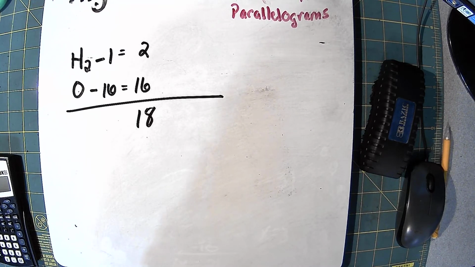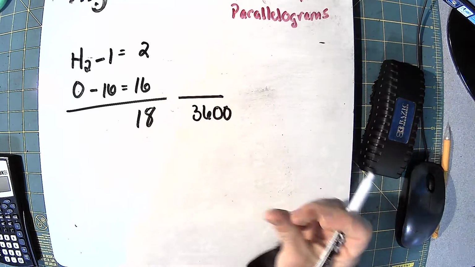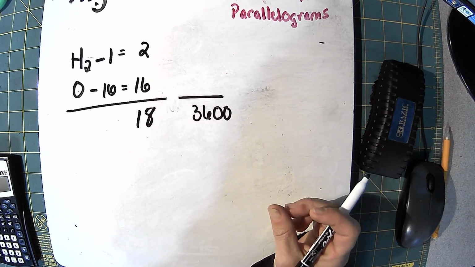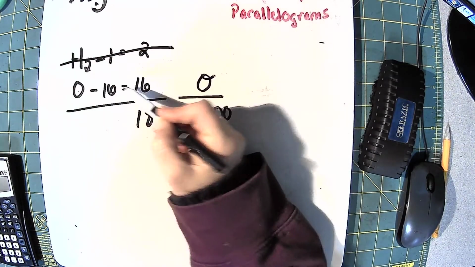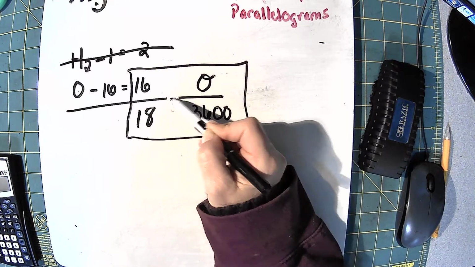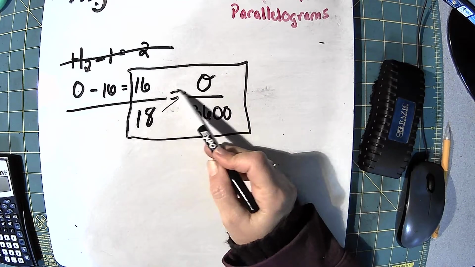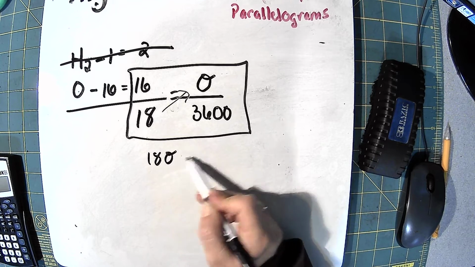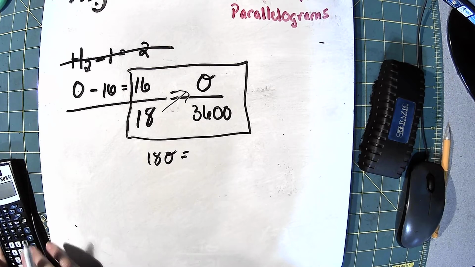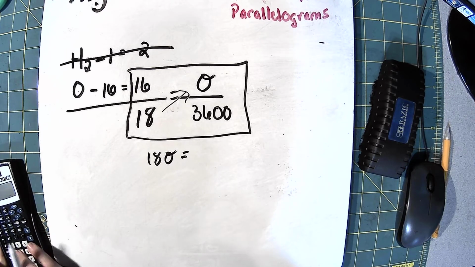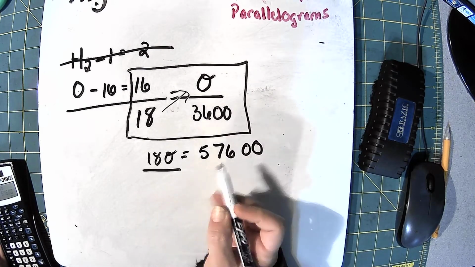This tells us I have 3,600 grams of water, and it wants to know the weight of the oxygen. So I'm going to go where my O is, and I'm going to put another O. This I don't need. Here is my equation. It's a ratio. So super easy. All I got to do is cross multiply. So 18O equals 3,600 times 16. I'm going to use my calculator for that. I get 57,600. Then I just have to divide by 18.